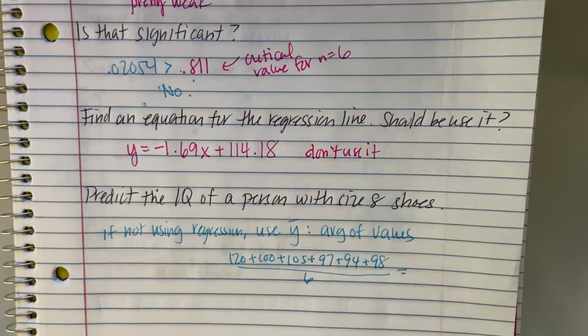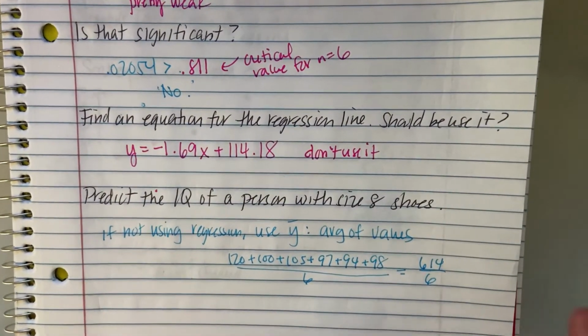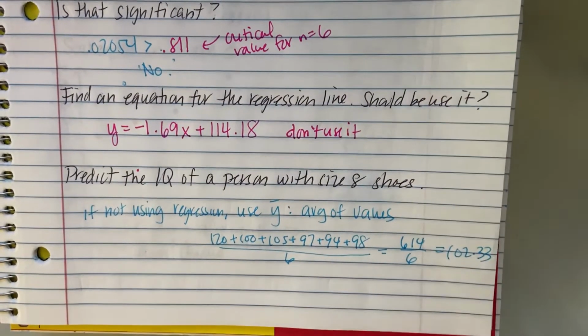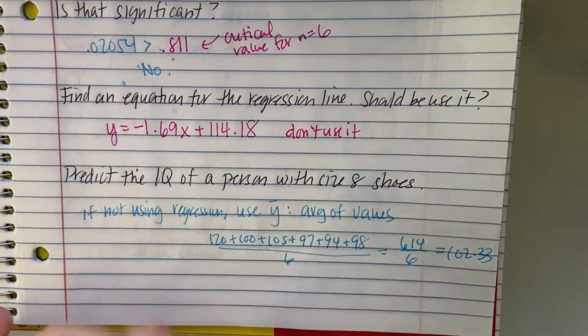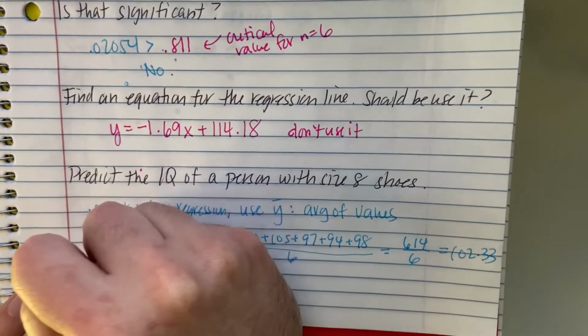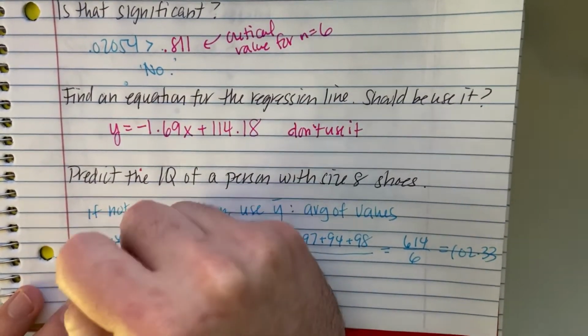And when we do that, it looks like we get 614 over 6, and that is 102.33. We don't have a better way of determining it otherwise, so we say we use y bar of 102.33 since there is no strong relationship.